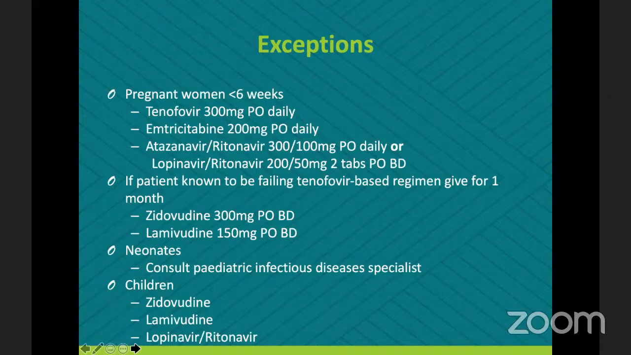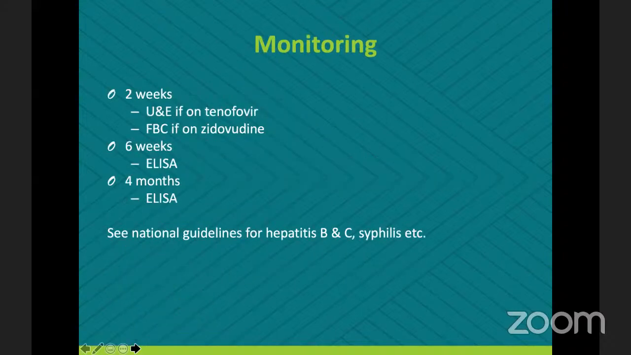If we could please go to the next slide. So monitoring: you have to monitor the patient's U&E if they're on tenofovir, because they can get acute renal failure, and a full blood count if they happen to be on zidovudine, because you can get anemia and agranulocytosis.